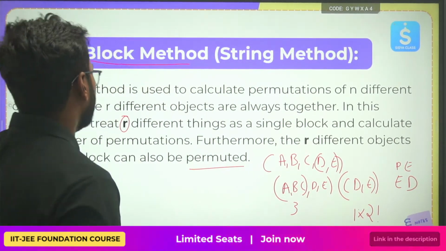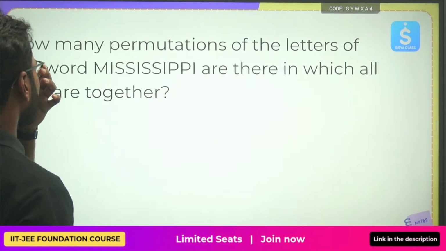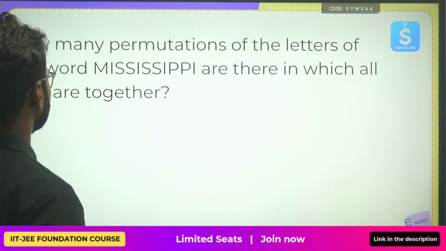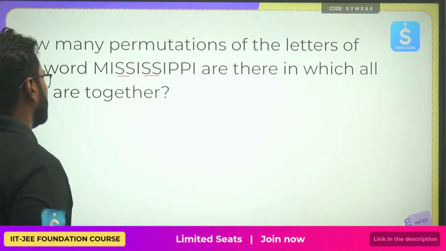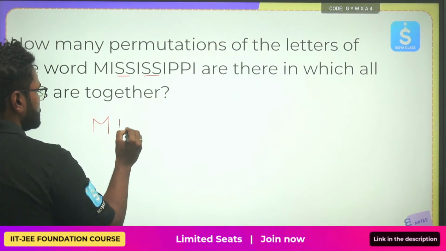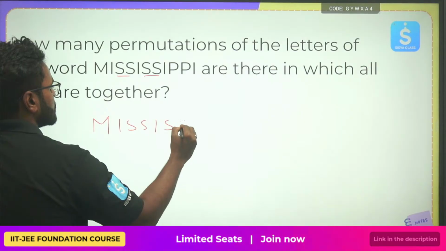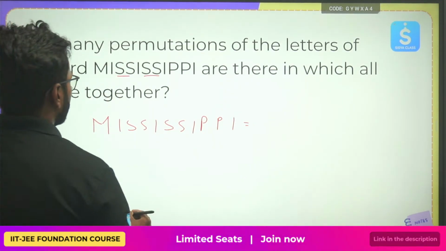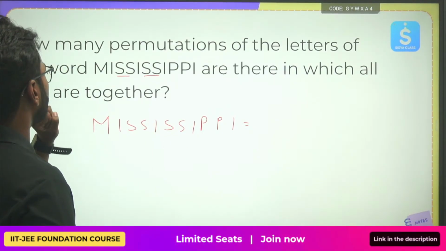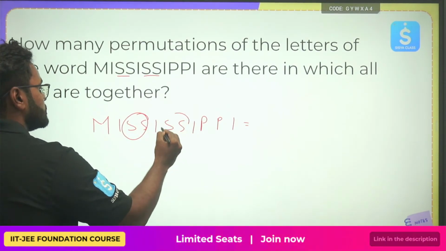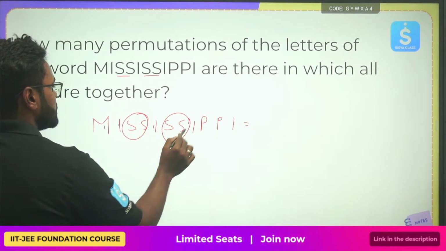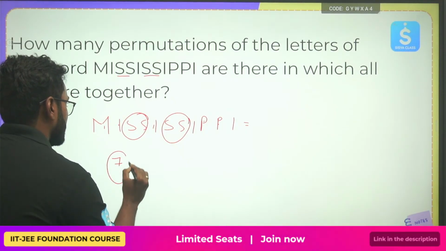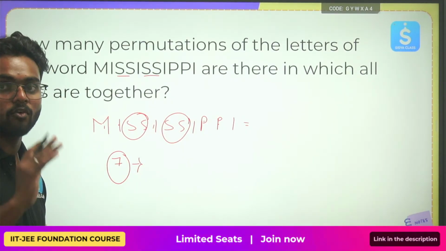Got it, guys? Nice. Okay, how many permutations of the letters of the word Mississippi are there in which all 4 S's are together? Okay, let me write. Okay, what is he saying? Let us remove the 4 S's. 1, 2, 3, 4, 5, 6, 7. Right? We have 7 terms other than 4 S's.